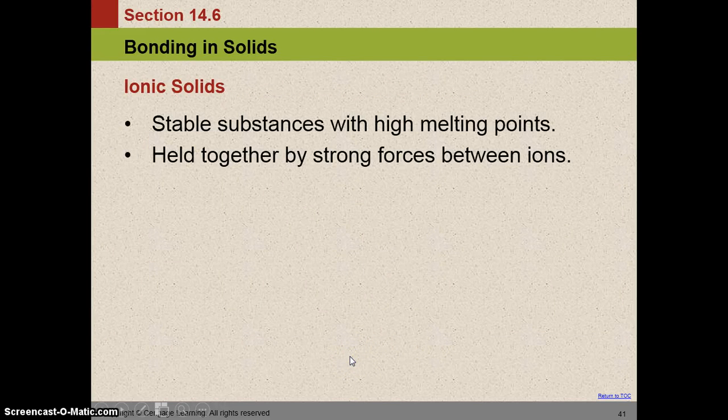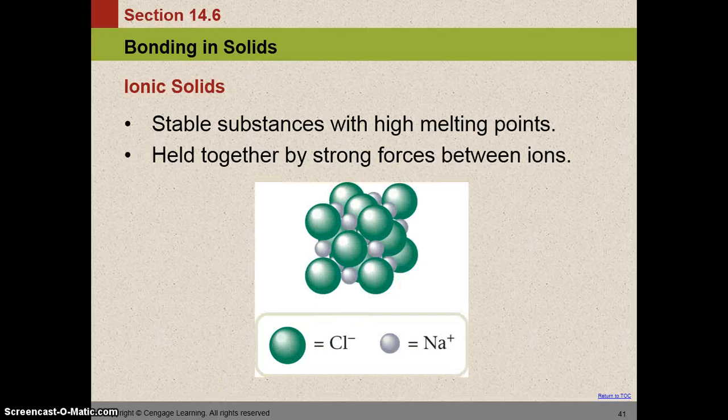Let's look at what happens within an ionic solid. What kind of characteristics should we expect? Well, ionic solids are stable substances and they have high melting points. If you go to melt salt, sodium chloride, it's not going to melt very easily at all because it has a very high melting point. It's held together by strong forces between the ions.